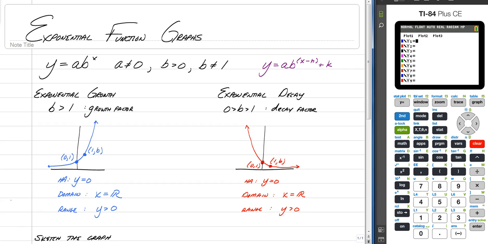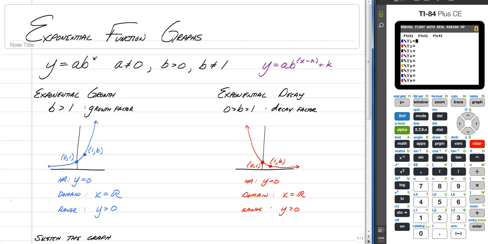Hey everybody, Mr. Longo here to talk to you about what exponential function type of graphs look like. So your parent function is y equals a times b raised to the x power. Now there's a couple of rules. A is not allowed to be 0, because then you wouldn't even have a function. B has to be a positive number. It must be greater than 0, but it also is not allowed to equal 1 for a very important reason.